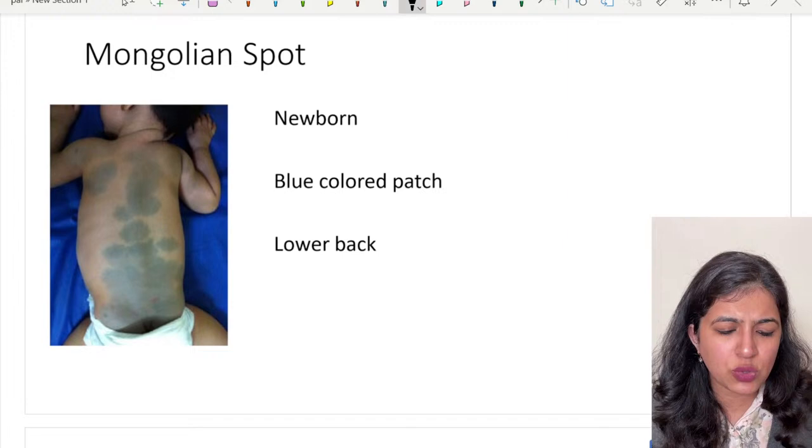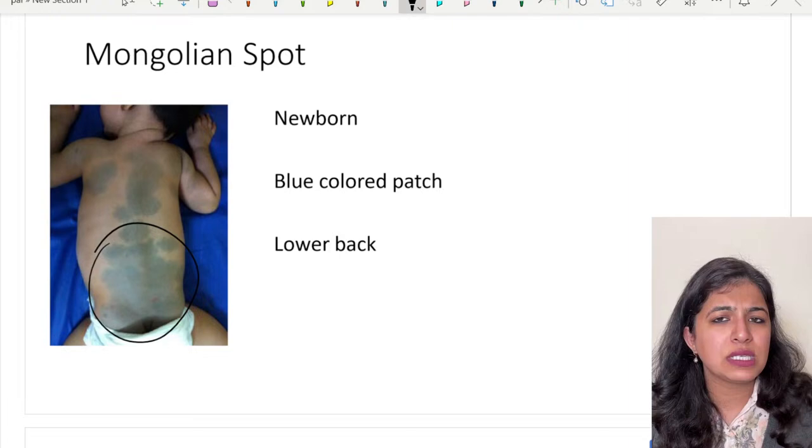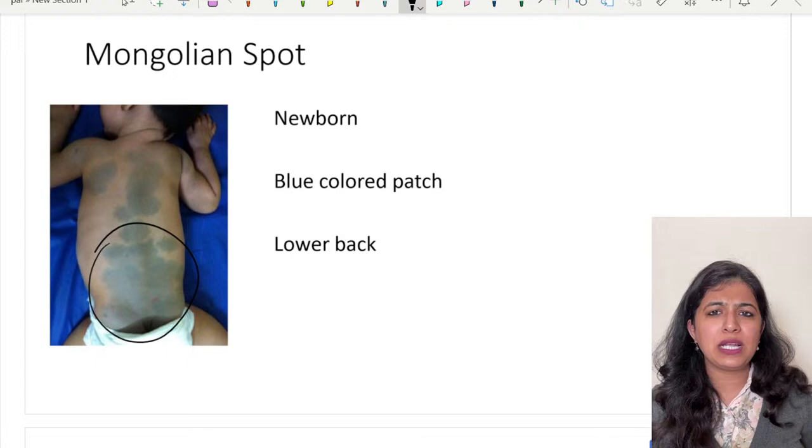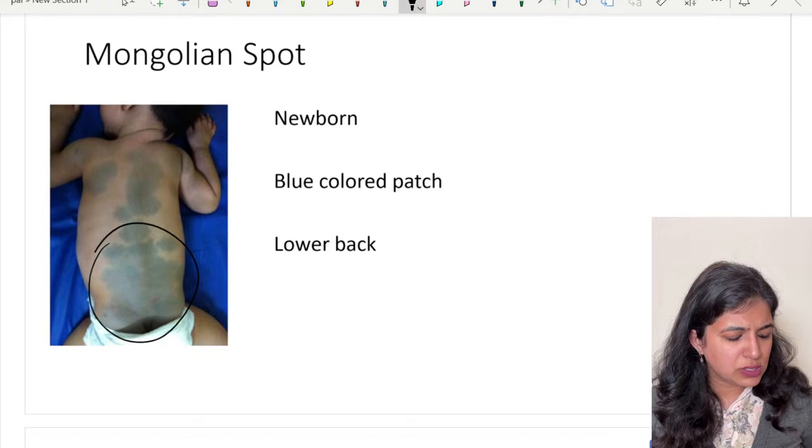Then this little baby with blue colored macules on the lumbosacral area. This is Mongolian spot, dermal melanocytosis, also called ceruloderma. Perfectly normal birthmark. It is not a disease. Okay. So this is a Mongolian spot.